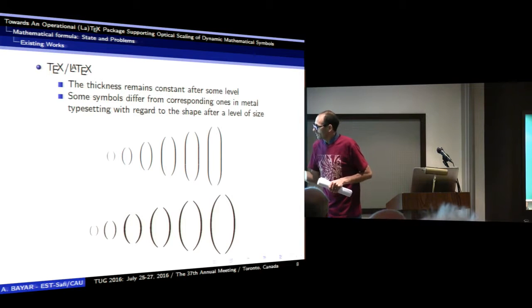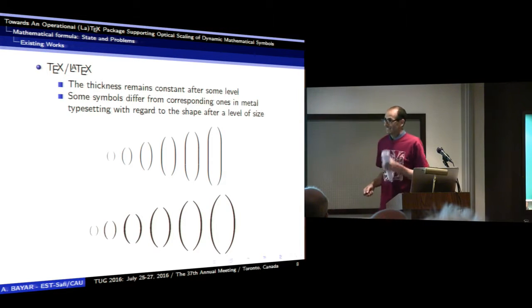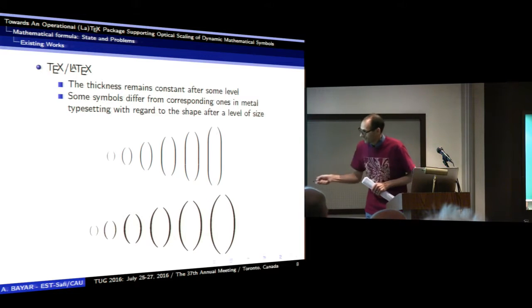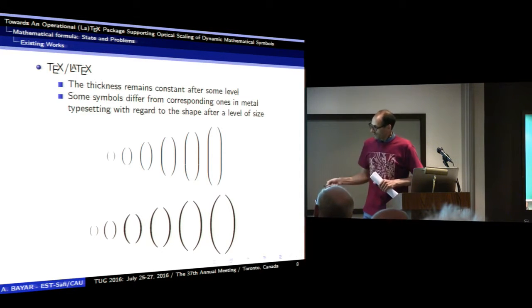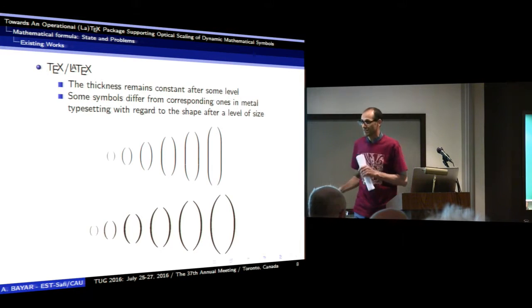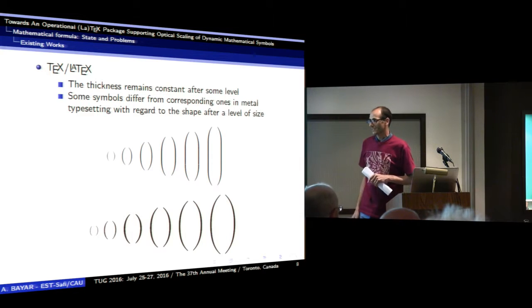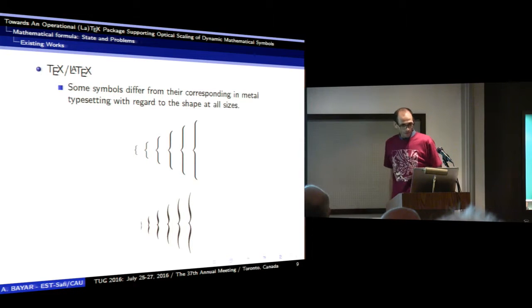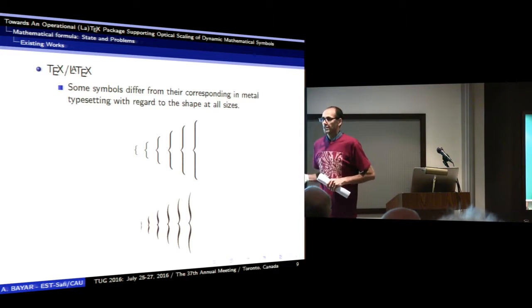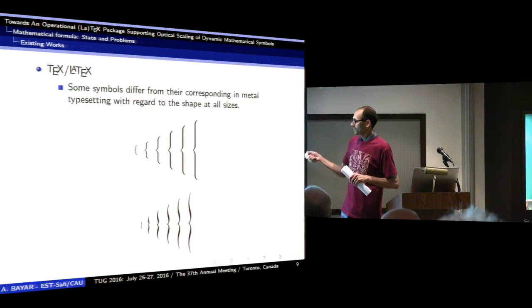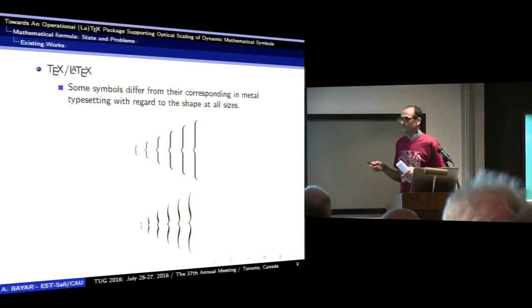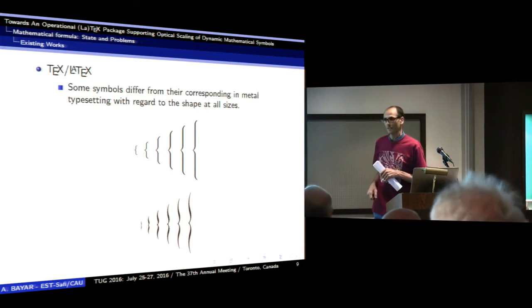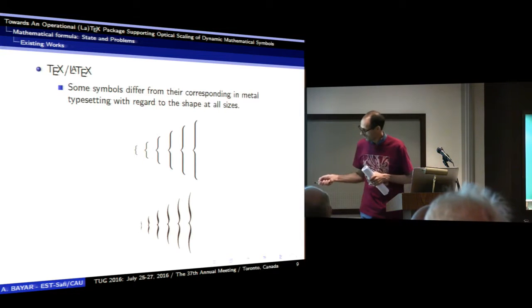Moreover, here we remark that the thickness doesn't change. It's not optical scaling. When we consider this case, the shape is kept and the thickness varies, and it's not a linear scaling, it's an optical scale. When we consider, for example, braces for small size and big size, they don't look like the braces used in metal typesetting. They must look like this.